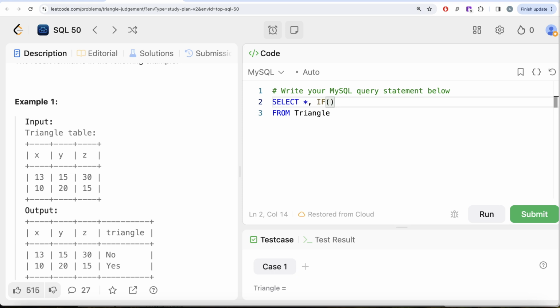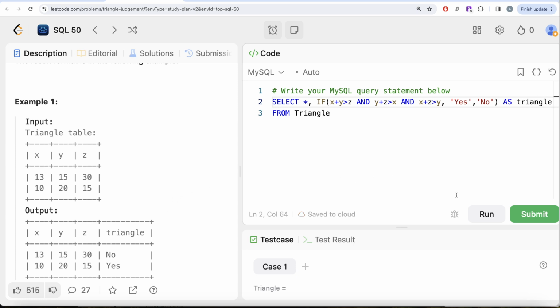So now here we need to check three conditions one after the other. That is, X plus Y should be greater than Z, and Y plus Z should be greater than X, and X plus Z should be greater than Y. If all these conditions are true, then they can form a triangle. So you return yes. If any of them fails, then you return no. And this should be aliased as triangle. So if I do as triangle, okay, I think this looks good.